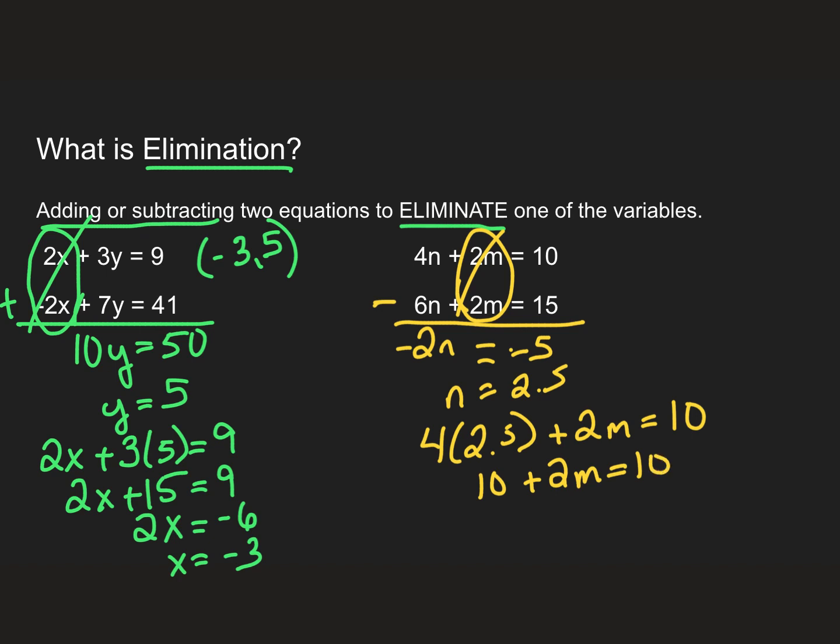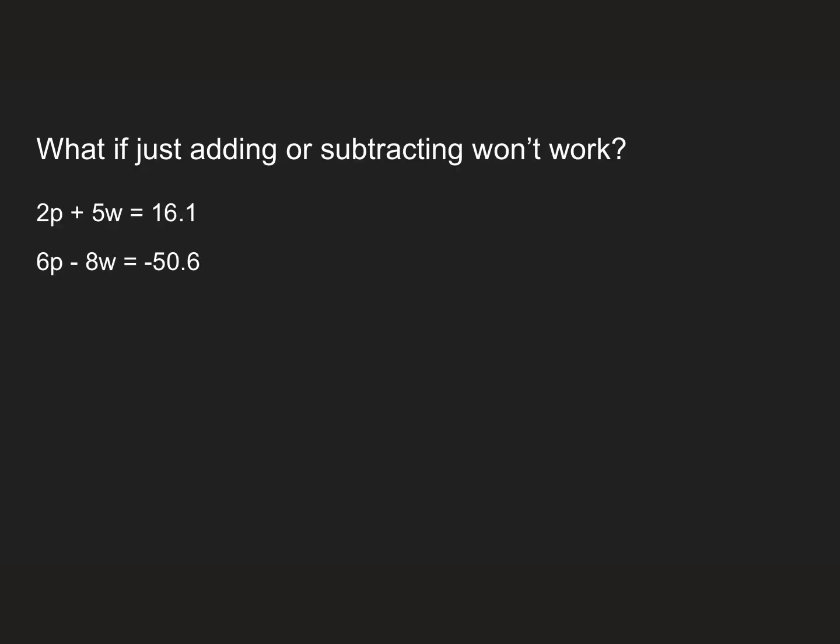If I subtract 10 from both sides, I get 2m equals 0. Divide both sides by 2, and I get m equals 0. Okay, so again, here my answer is, n is equal to 2.5, and m is equal to 0. I can't write it as an ordered pair because it is not x and y, but that's fine. Oftentimes, we're going to have things that are not x and y.